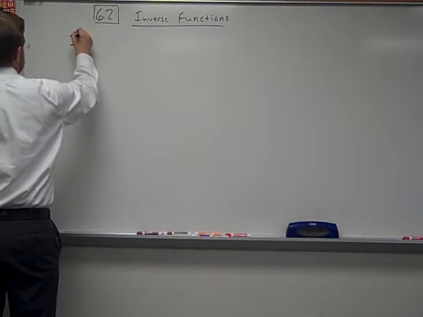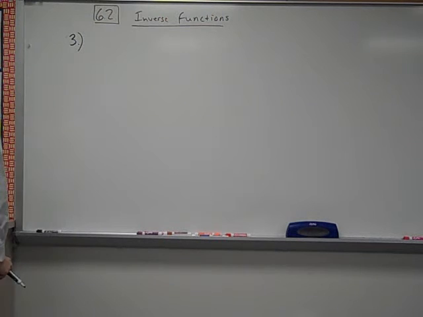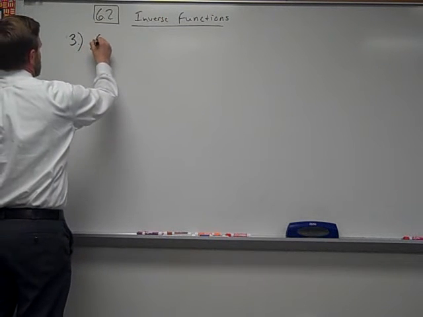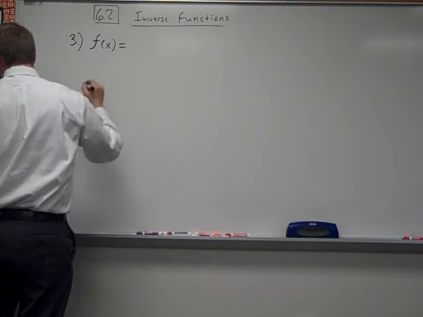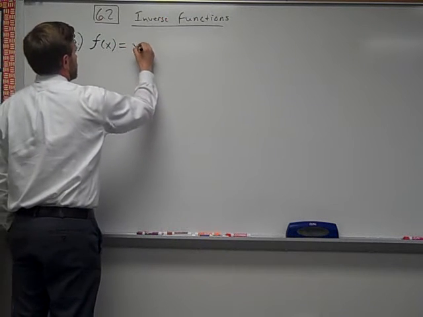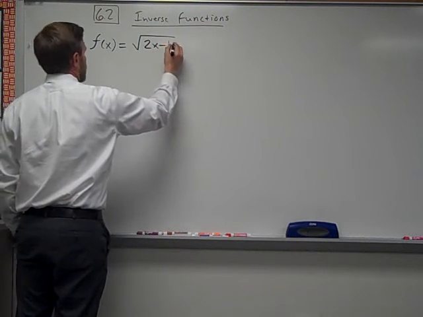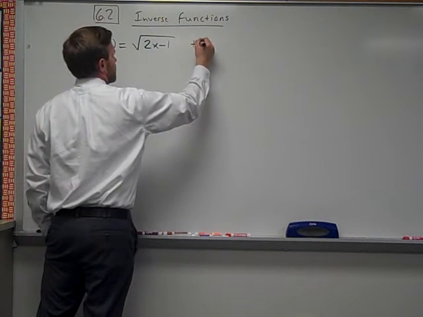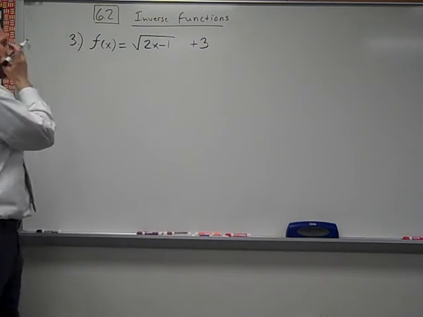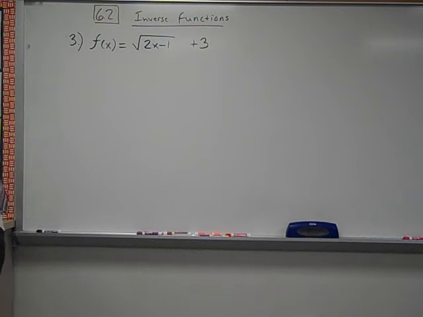Number 3. All right, example number 3, the last one we'll do together. We're going to look at a square root function now. F of x equals the square root of 2x minus 1, plus 3. The square root of 2x minus 1 plus 3.